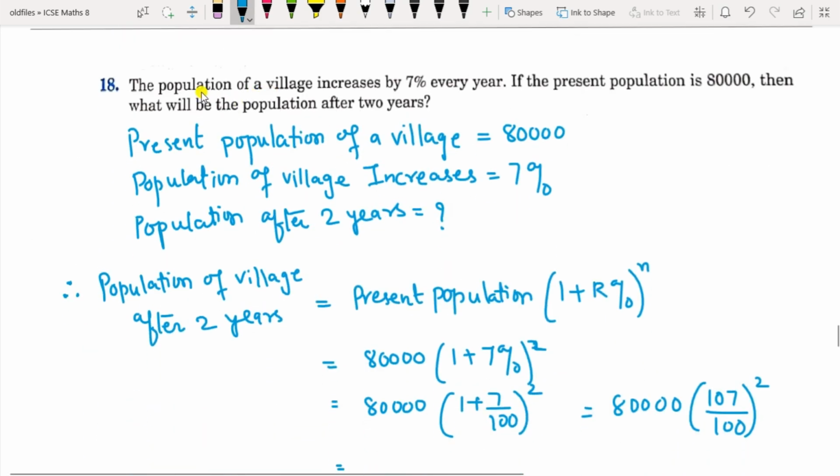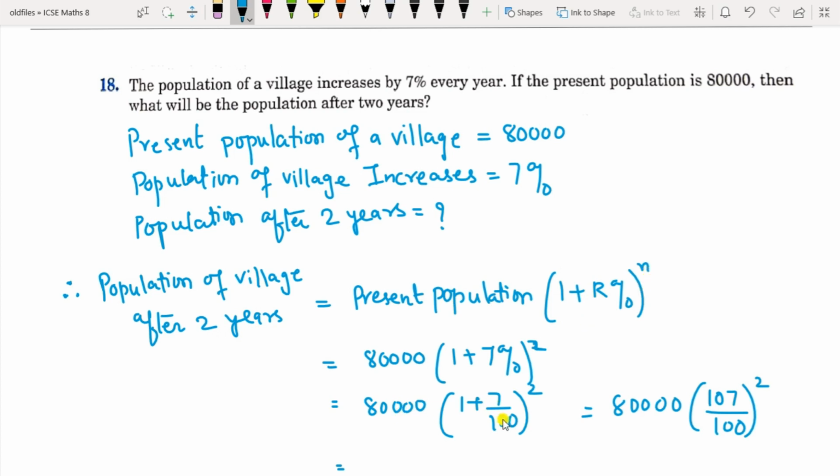Similarly, the population of a village increases by 7% every year. If the present population is 80,000, then find the population after 2 years. So present population is this, increasing is 7%. You have to find after 2 years. So write the formula: population of village after 2 years equals present population. Since it is increasing, you have to write plus here, 1 plus r percentage raised to the number of years.